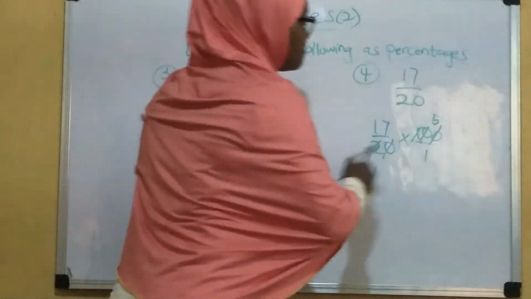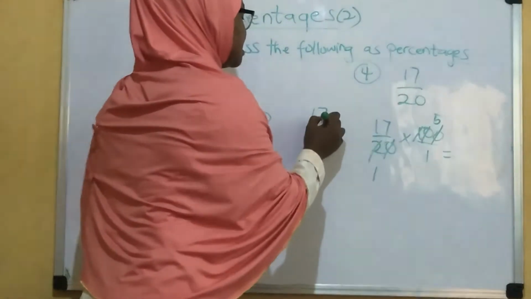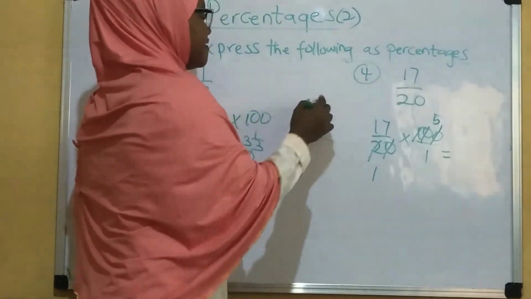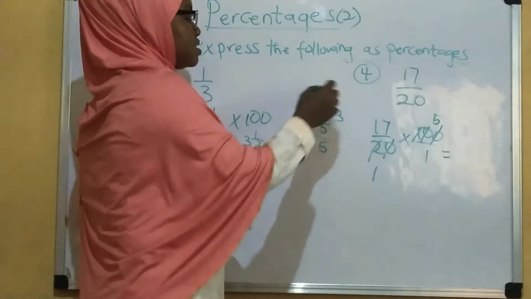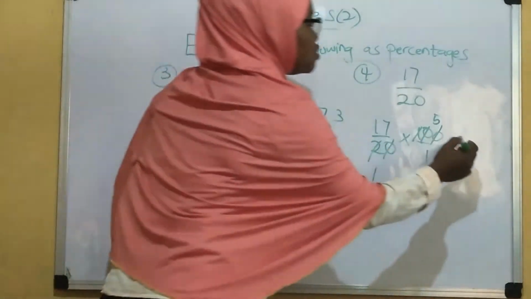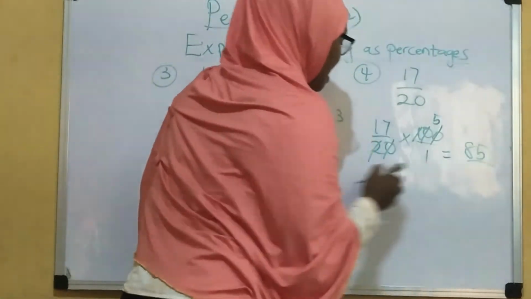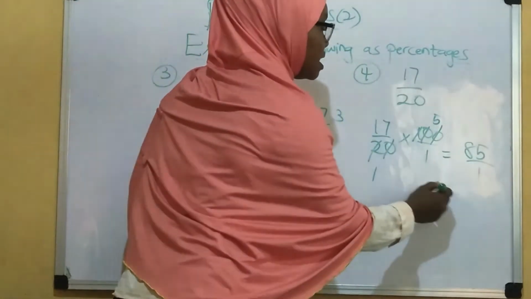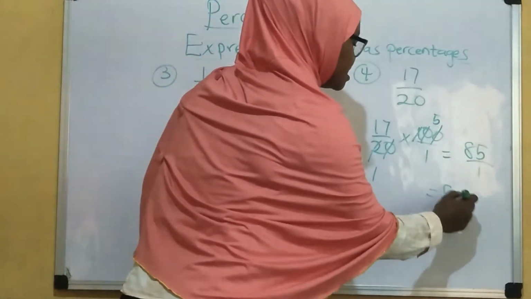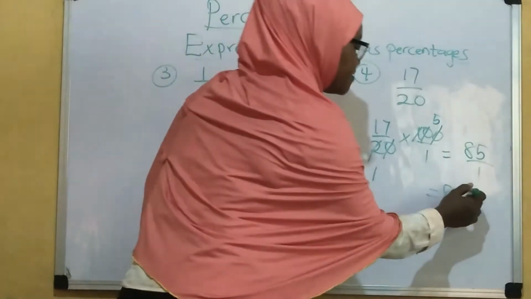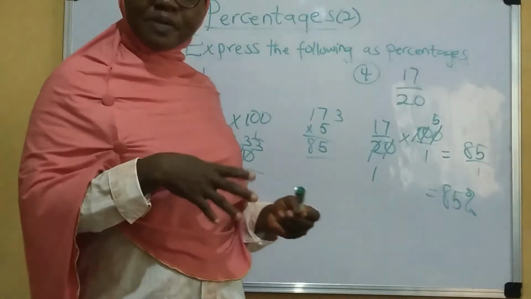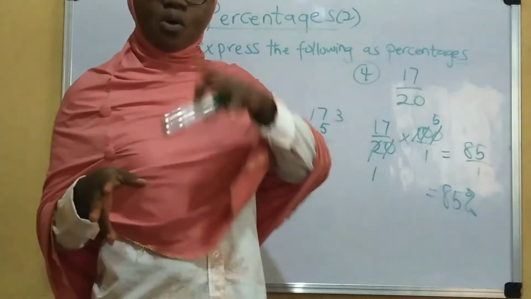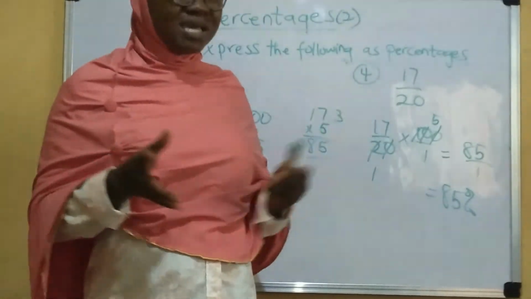Meaning that 17 times 5 is what I have there. 17 times 5. 5 times 7, 35. I'm keeping my 3. 5 times 1, 5. Plus this 3, that's 8. 85. So I have 85 at the numerator, and I have 1 at the denominator. Now 85 divided by 1 is what? 85. And that is what? 85%.